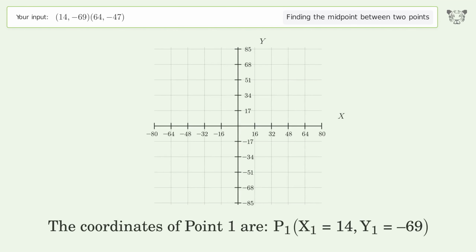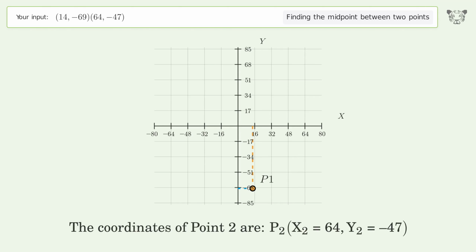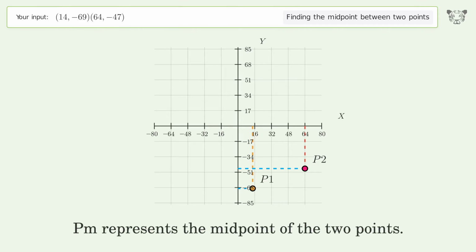The coordinates of point 1 are x1 equals 14, y1 equals negative 69. The coordinates of point 2 are x2 equals 64, y2 equals negative 47. PM represents the midpoint of the 2 points.